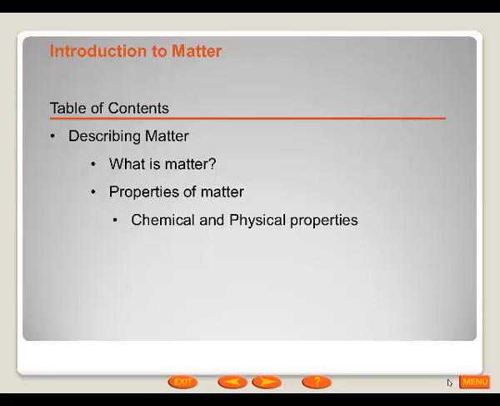Introduction to Matter. In this section we are going to describe matter, talk about what specifically it is, and then properties of matter. And we'll specifically look at chemical and physical properties of matter.